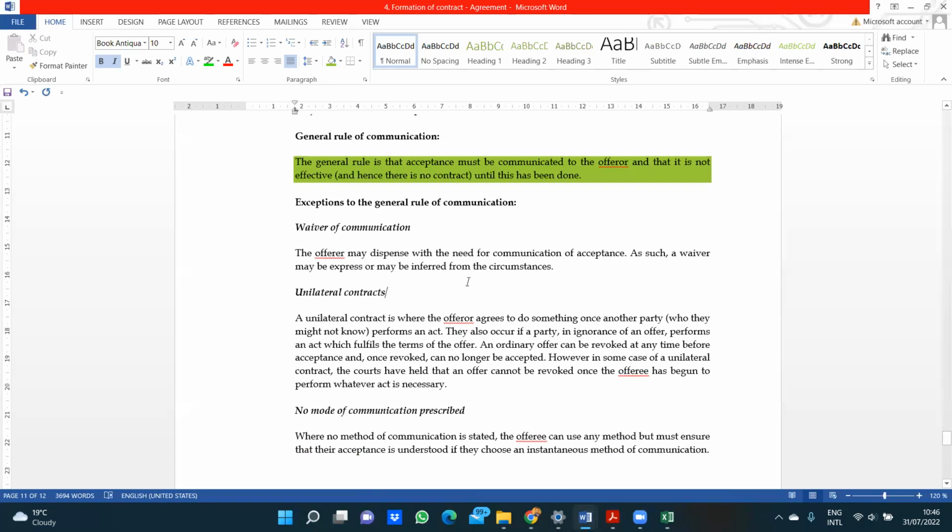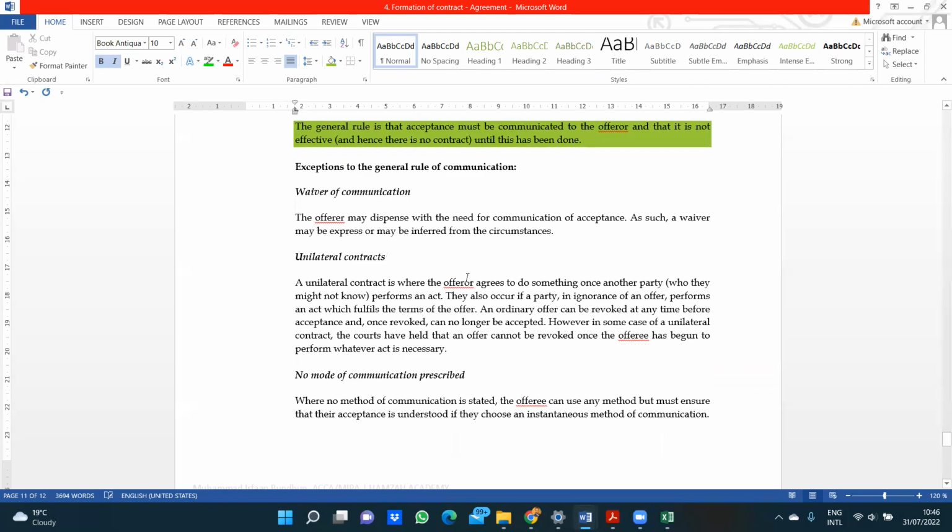Again, the general rule is that the acceptance must be communicated to the offerer, and this is not effective until it has been received by the offerer. Exception to the general rule of communication: waiver of communication. The offerer may dispense with the need to communicate acceptance. Such a waiver may be express or may be inferred from the circumstances.